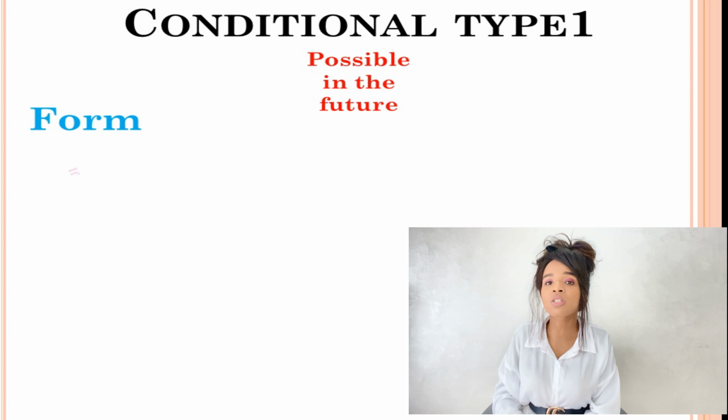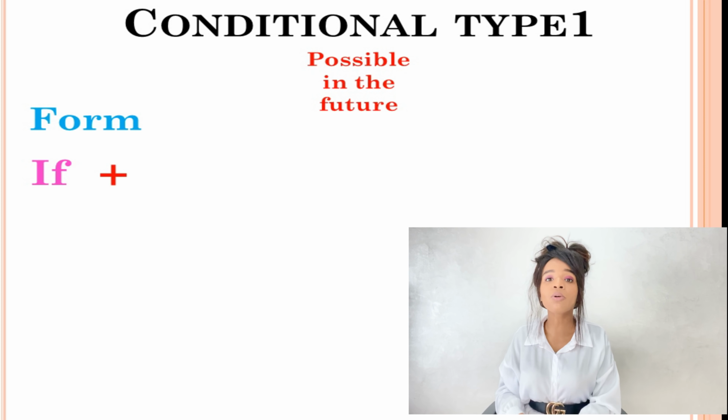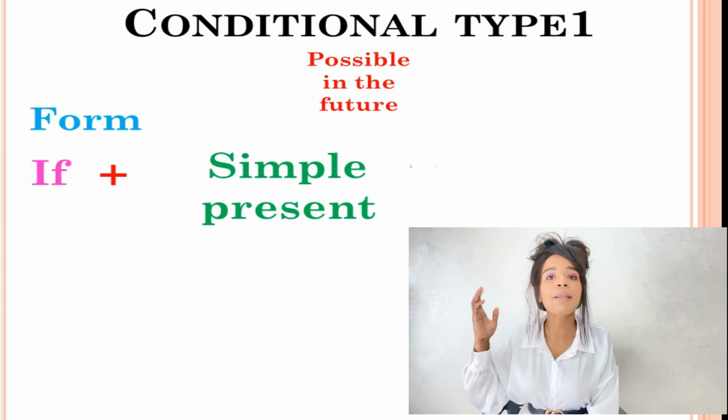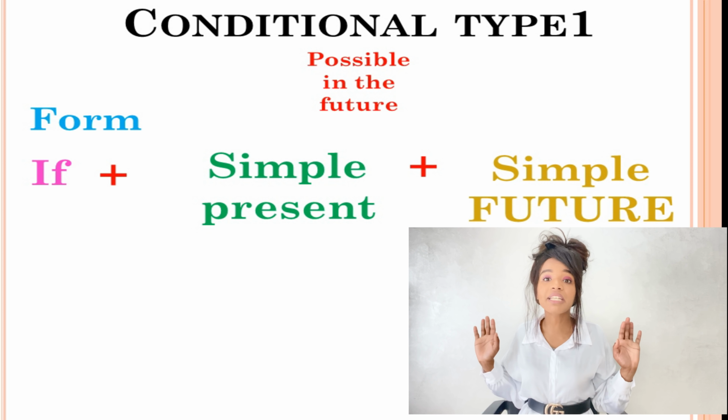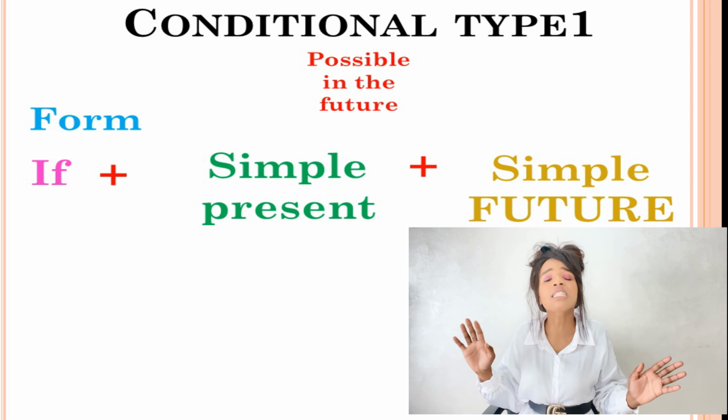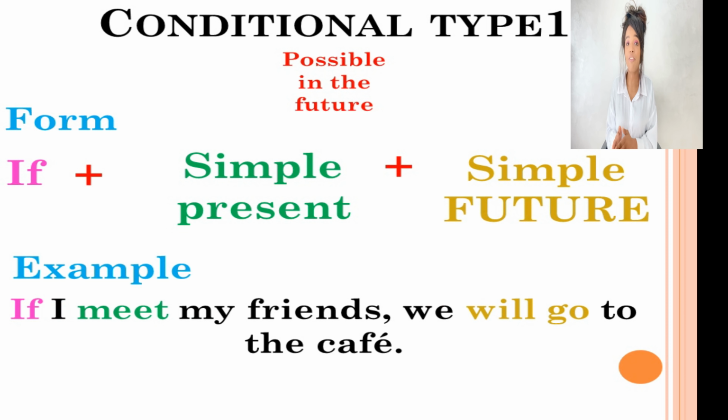What is the form of a conditional type 1? شنو هي لا فورم ديالو؟ if plus simple present plus future. That's why we use future, because it is possible. يمكن. So I'm not sure. 50% yes. If I meet my friends, I will go to the cafe. If I meet my friends, we will go to the cafe. Okay, so هنا إلا تلاقيت بصحابي. So I'm not sure. إلا تلاقيت بهم غادي نمشيو للقهوة.